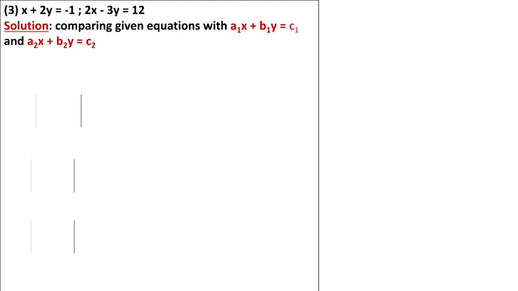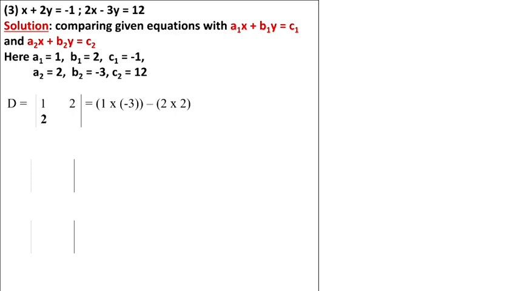Now the third one is given x plus 2y equal to minus 1, 2x minus 3y equal to 12. Already it is arranged, so here we will write the a1, b1, c1, a2, b2 and c2 values. After writing these values, we will use the formula, starting with D. In D we take a1, a2 and b1, b2.